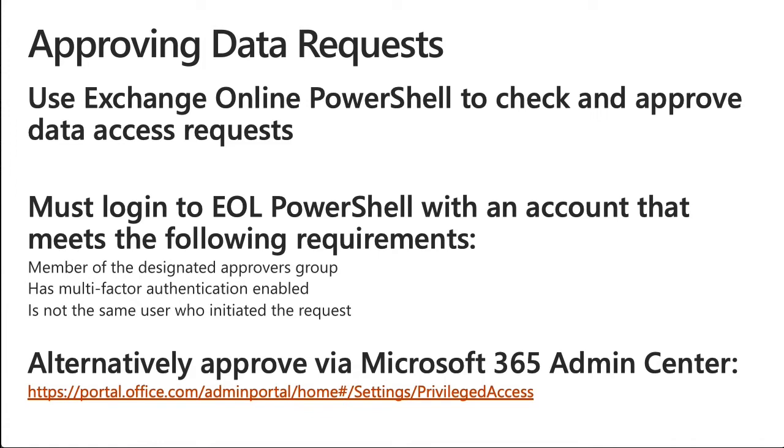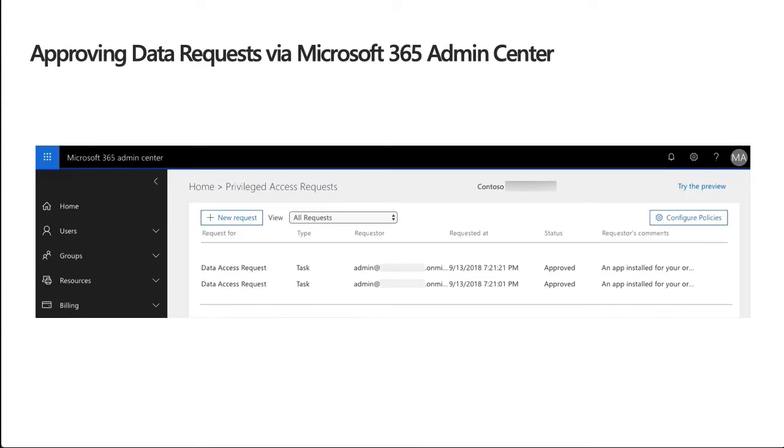The member that is going to do the approval has to be in the designated approvers group for Graph Data Connect. We did that in the first demo. They have to have multi-factor auth turned on, and it must not be the same user who initiated the request. So how do you approve these requests?